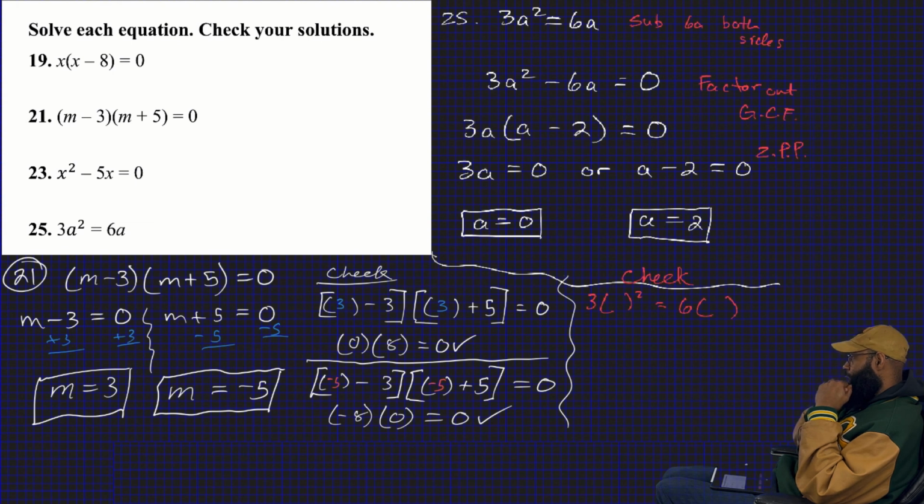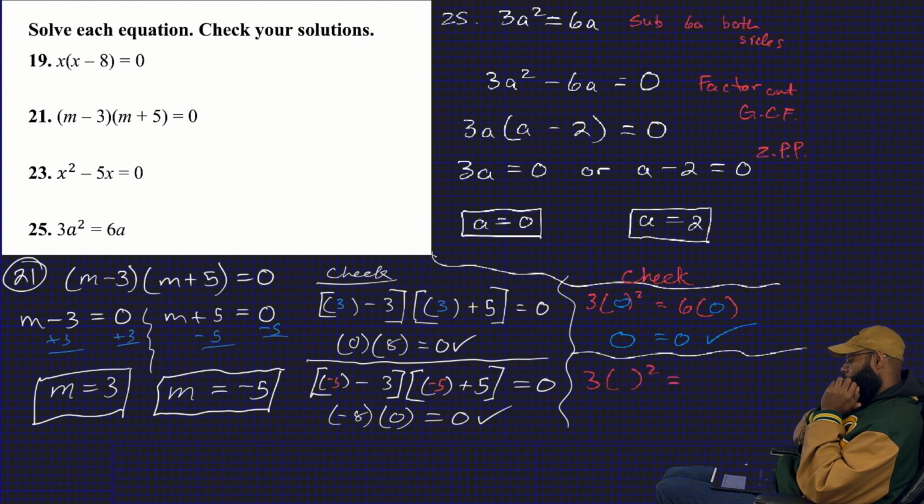And here comes my check. In the check, start with the original equation, 3 parentheses squared equals 6 parentheses, plug in 0, because of course a can equal 0 or a can equal 2. Got a good check for that. But now, check my other solution, which is 2. And it looks like, come on now, there it is. Got it. Plug in the 2.